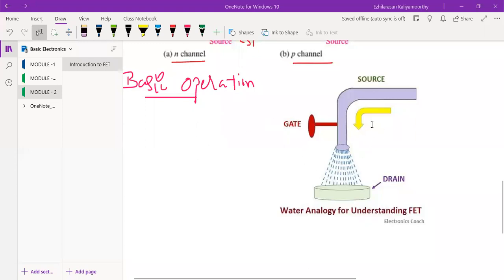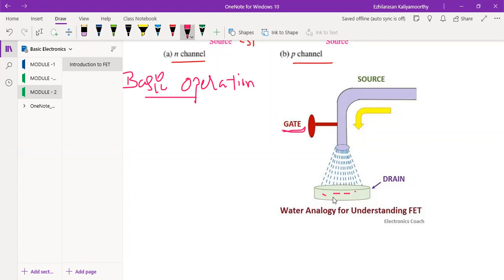You can understand very easily with the water analogy. Now you can see this is the source. The source we can think of as the pipe. Now the gate will act as your gate valve. In your home, you might have seen a gate. Normally, what will happen here? If the gate is closed, the water will not flow from the pipe to the drain here. But in the same way, if you open this gate, the water will flow through the pipe to this place.